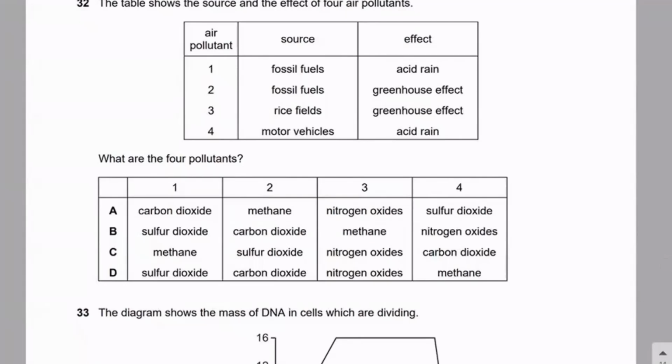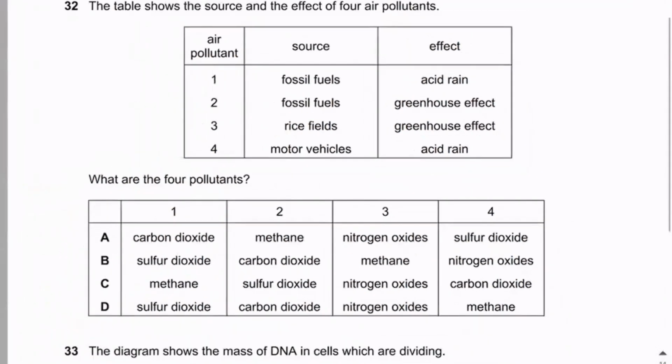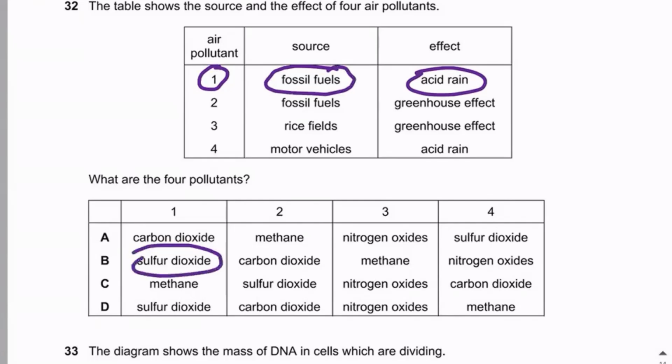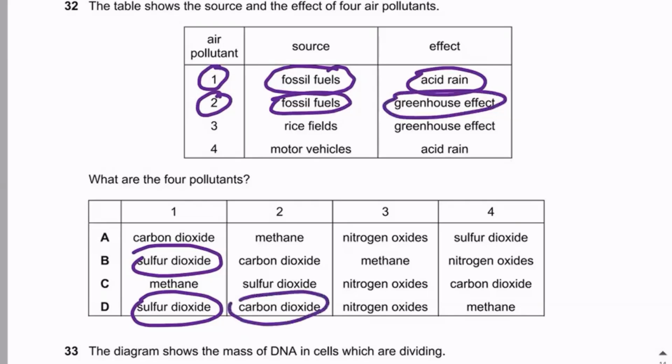The diagram shows the source and the effect of four air pollutants. What are the four air pollutants? So number one, the air pollutant causes acid rain and its source is fossil fuels. Okay, so sulfur dioxide causes acid rain, as we all know. Number two, the source is fossil fuels and the effect is greenhouse effect. So obviously carbon dioxide is a greenhouse gas which is increasing global warming, and the source is fossil fuels.